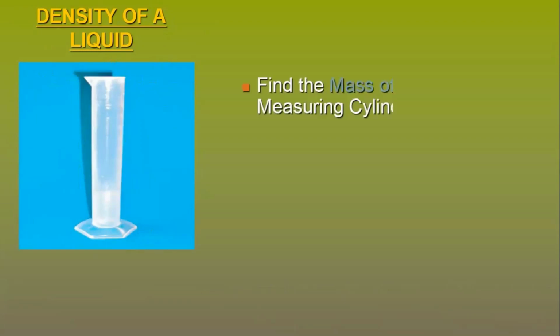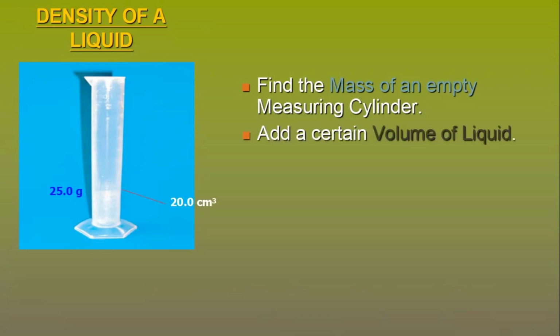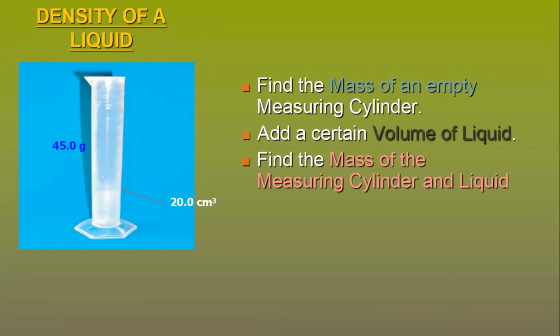Density of a liquid. Number 1, find the mass of an empty measuring cylinder. I have found it is 25.0 grams. Add a certain volume of liquid. I have added 20 cubic centimeters. Find the mass of the measuring cylinder and liquid. I first found the mass when it was empty, then when it has liquid, it has moved to 45 grams.